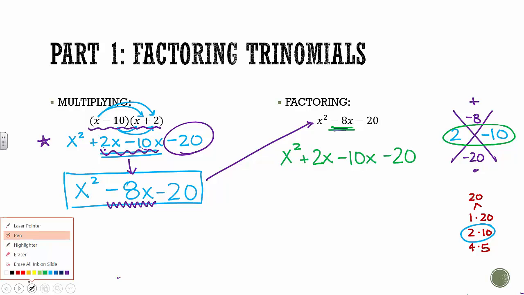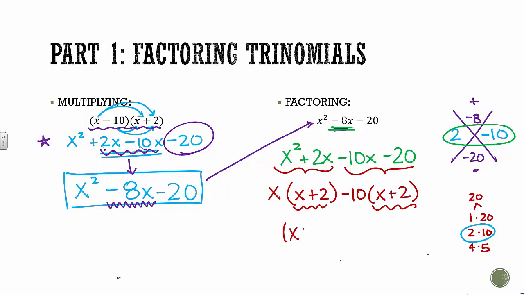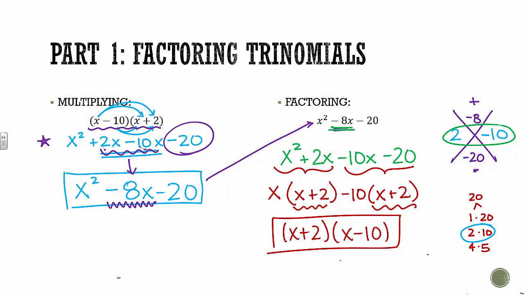But now we can factor by grouping. So you say, what do these guys have in common? Well, they have an x. X times x gives me x squared, and x times 2 gives me 2x. And then what do those guys have in common? Well, they both have a -10. I'm left with x plus 2. And remember, you know you did something right if these two terms are the same. And then what's left over is x minus 10. And we're done.